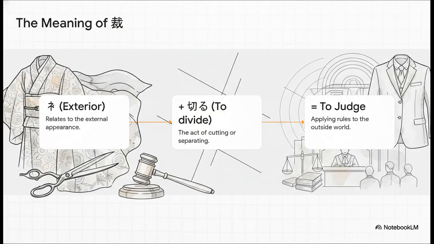In tailoring, saihon, you apply rules to cut fabric and create a garment. In a court trial, saiban, a judge applies the law to cut through the facts and impose order. And with discretion, saidu, you have the authority to make a judgment and shape an outcome. So the key point is this. Sai is the act of imposing rules onto the external world.